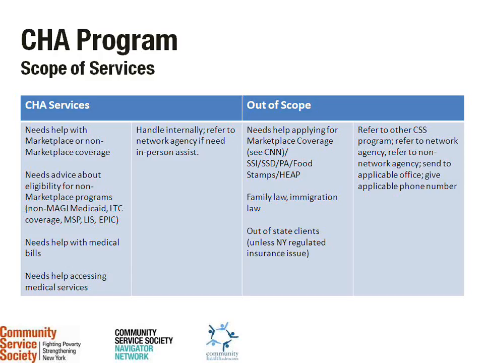Yeah, to the extent that the state has it, like a consumer assistance program. Yeah, exactly. So we can try to refer them somewhere else in their state. So if it's out of scope for CHA, we refer to another CSS program, refer to a network agency, a non-network agency, or give them an applicable phone number where they can get help.